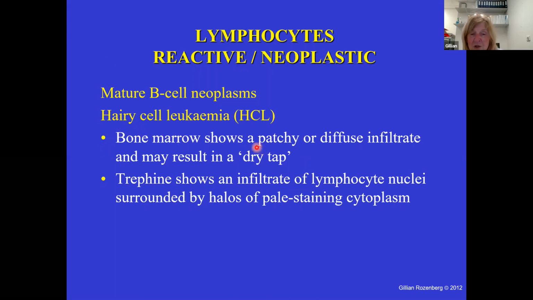The bone marrow shows a patchy or diffuse infiltrate, and it may result in a dry tap. I have explained that to you before, and I'll just revise it. The dry tap is when you can't aspirate because the marrow is so full of cells. So you get a dry tap. The trephine, which you would take if you had a dry tap, shows an infiltrate of lymphocyte nuclei, which is surrounded by halos of pale staining cytoplasm.